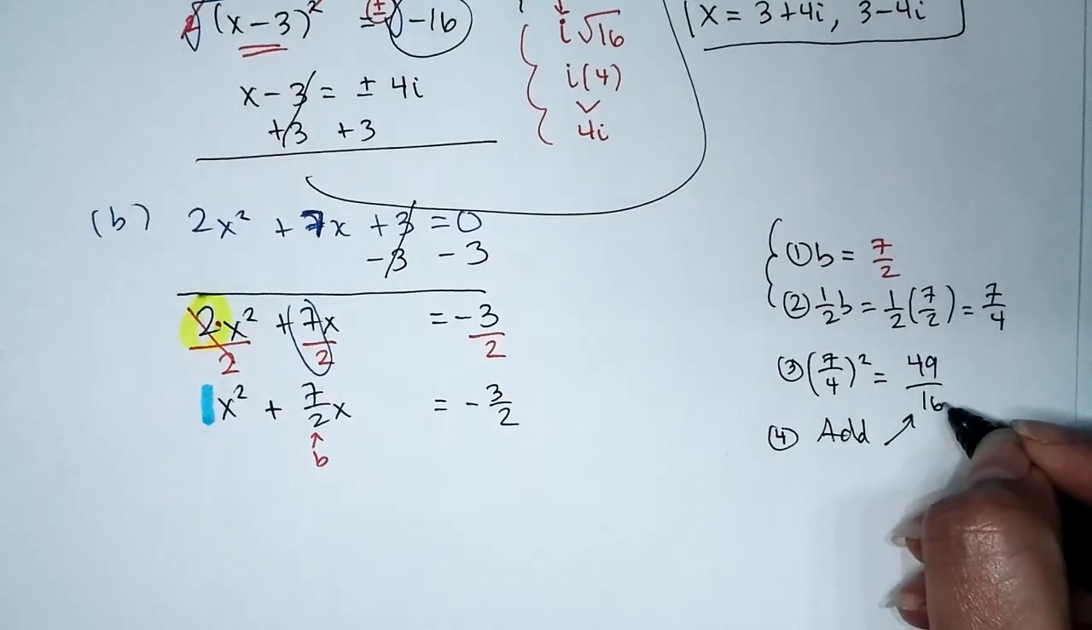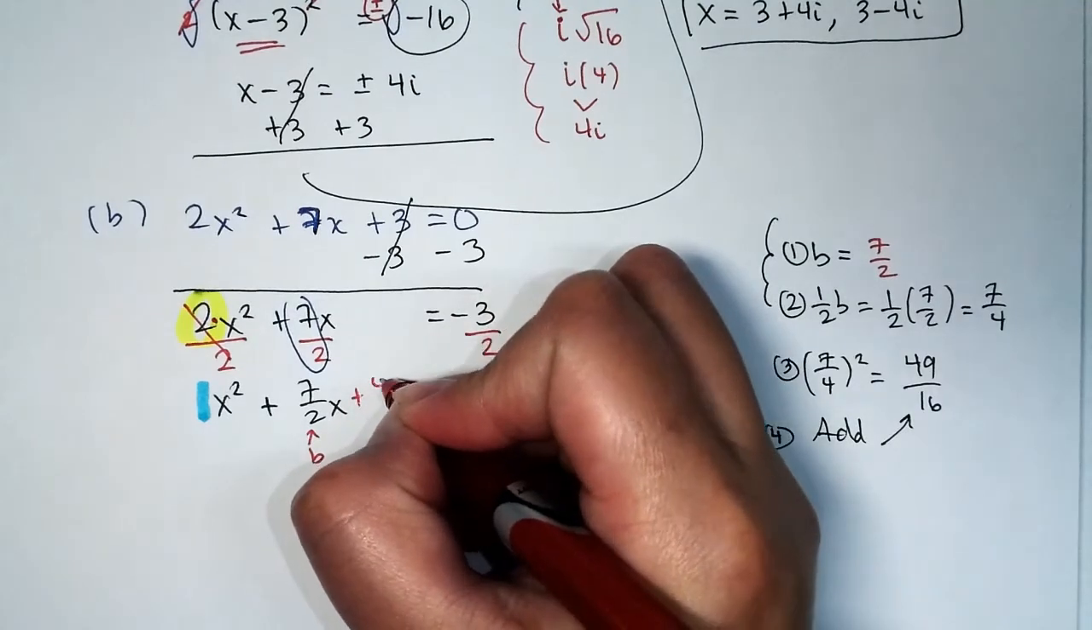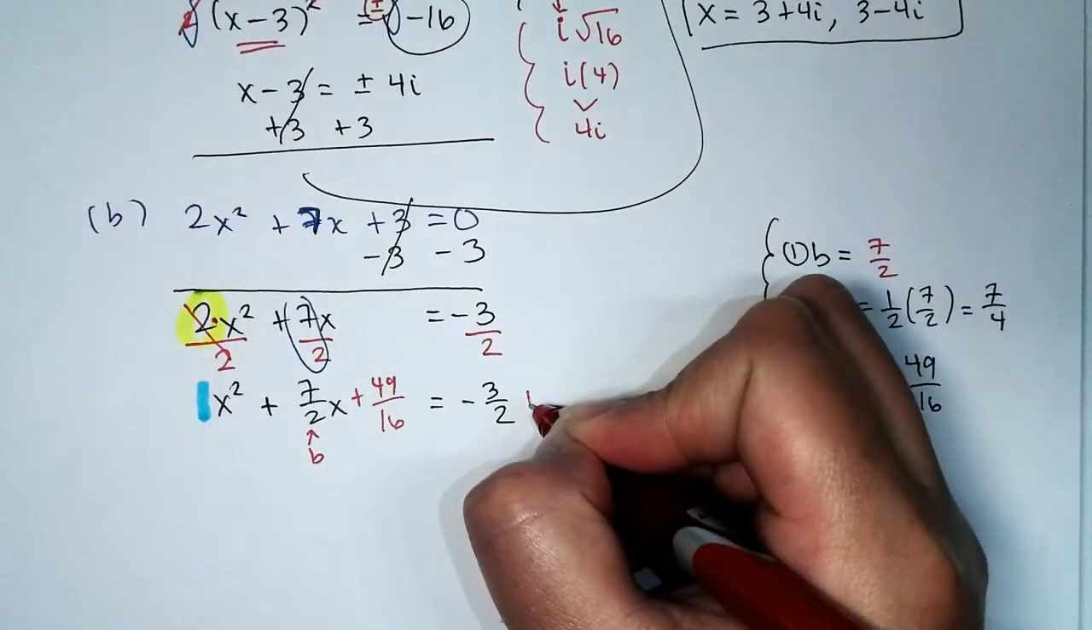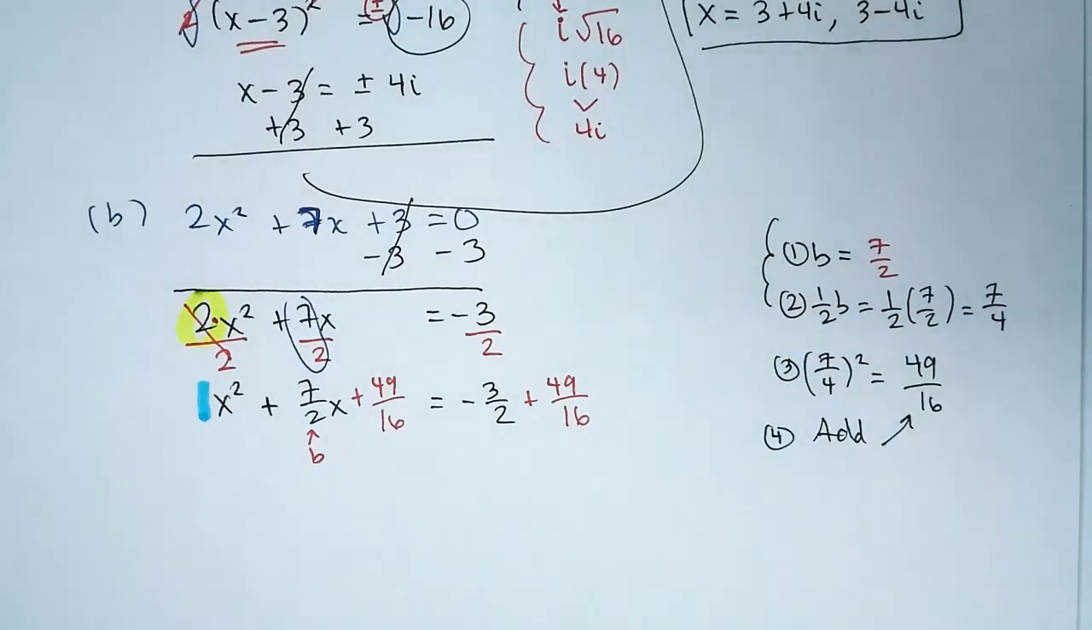Okay, so we want to add 49/16 to both sides. So let's go ahead, add 49/16 to both sides. So remember, we were not given the liberty to solve this however we like, so we have to solve it by completing the square.